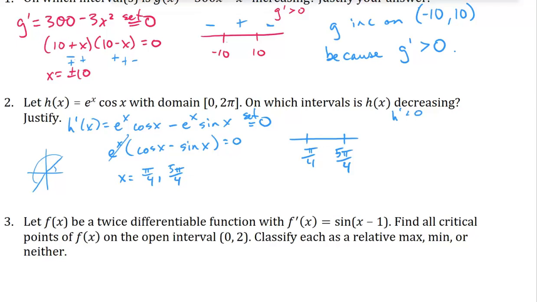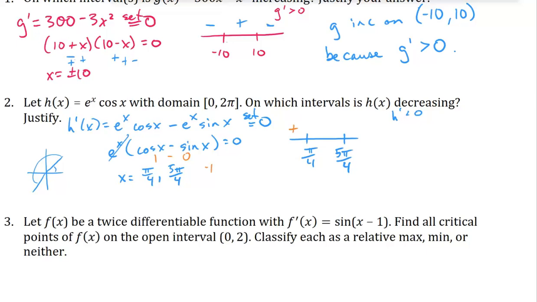So if I plug in something to the left of pi over 4, and I'm going to use numbers here since this isn't quite as intuitive. So if I plug in something like 0, which is smaller than pi over 4 and is on my domain, cosine of 0 is 1, minus sine of 0 is 0, so that's going to be a positive. If I plug in something in between pi over 4 and 5 pi over 4, we could use pi over 2 or pi or whatever you're comfortable with. I'm going to use pi. Okay, pi is in between those. So cosine of pi is -1.